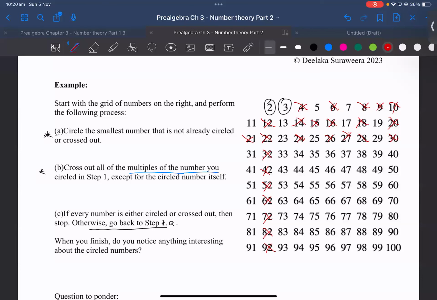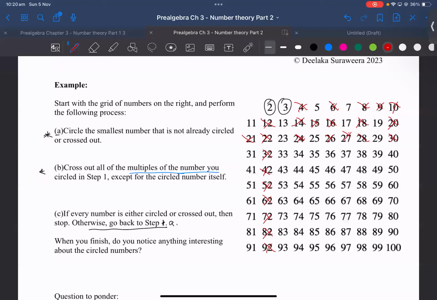Keep doing that. What do you think will happen in the end? What do you think will be the numbers that are circled? Prime. Yeah. The numbers you circle will end up being all the primes, because we're going through all the numbers and their multiples, and the ones that don't have multiples will remain.